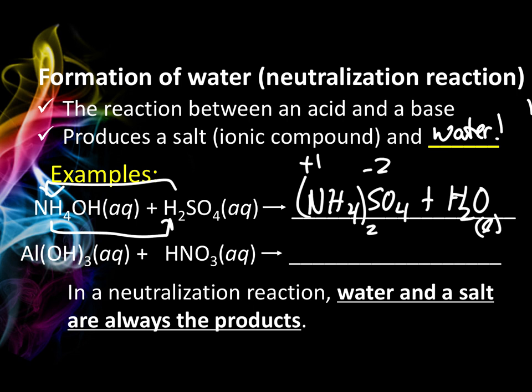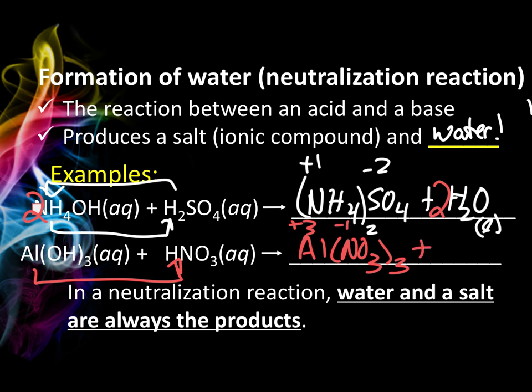Now we need to make sure that we balance this. I'll put my two here, and from there, I'll be left to put a two right there. All right, so neutralization, not anything different. You just have to switch the cations again. Again, I'm going to get water. And this time, I'm going to get aluminum nitrate. Look at me, I'm already doing it because it's a plus three, a minus one, plus H2O. All right, that's a liquid.